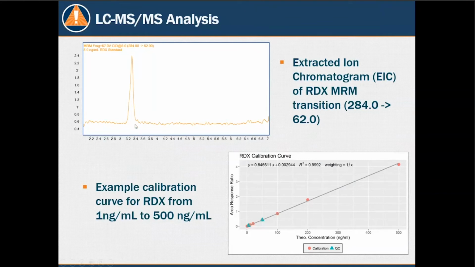And then below is a calibration curve example of RDX running from 1 nanogram per mil up to 500 nanograms per mil. The spike amount for this study was 250 nanograms per mil, so we never expected to see anything above that, but the curve was relatively linear across the entire range with an R squared of 3 nines. And so almost every curve that we ran over the months and months and years of this analysis looked exactly like this.